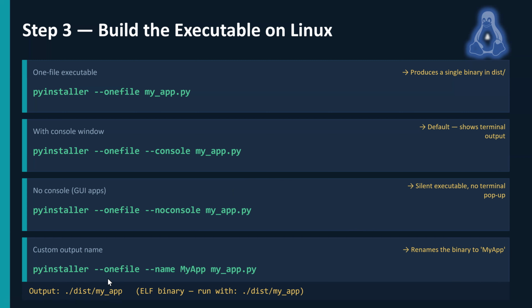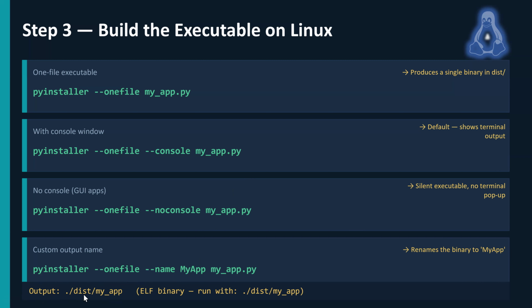And then pyinstaller --onefile and --name. This is the --name. You could give it any name for this app. My app, you could say demo one, or you could say binary one, whatever name you want to give it, that's fine. But make sure you give it meaningful names.